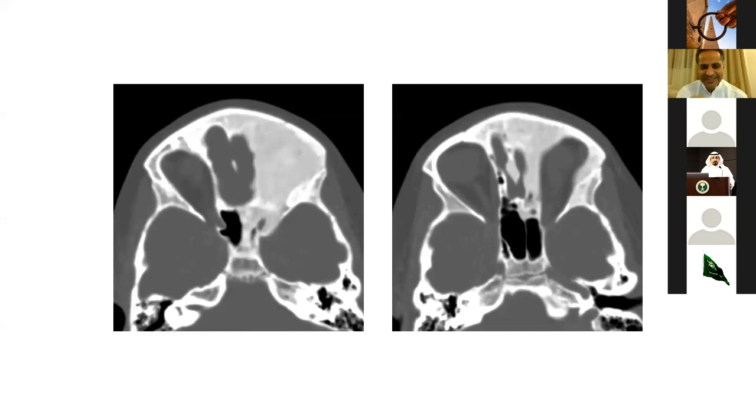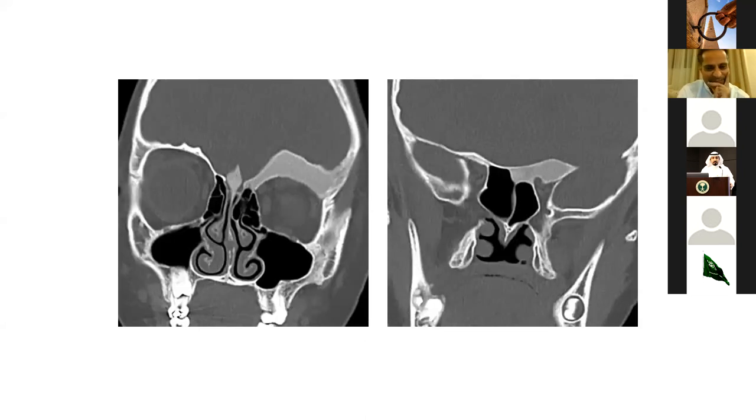So it's less density than the bone itself, but it's still hyperdense compared to the soft tissue. It's showing inferior displacement of the orbit, but the head is tilted as well, so I cannot tell for sure. So what do you think? Now we need a diagnosis. Fibrous dysplasia, Prof. Yeah, fibrous dysplasia.